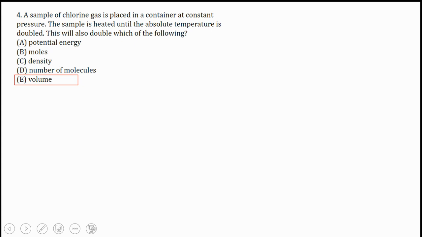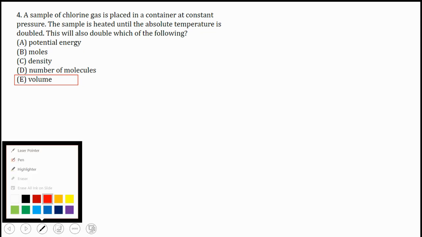So for this one, they want to know what variable will also be doubled if you have a sample of chlorine in a container at constant pressure. The sample is heated until the temperature is doubled.